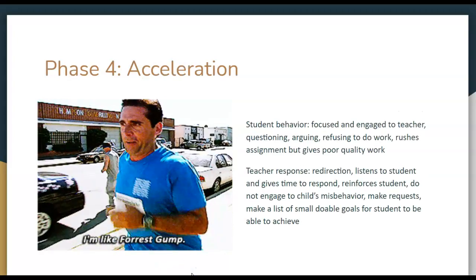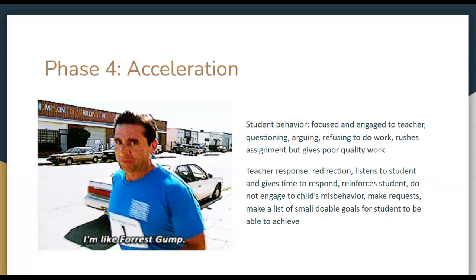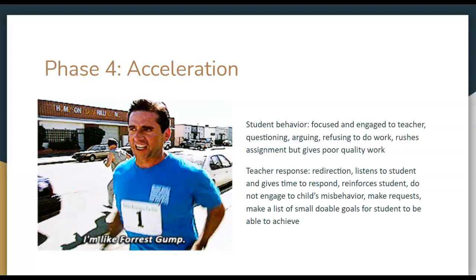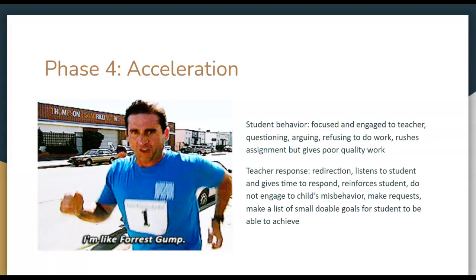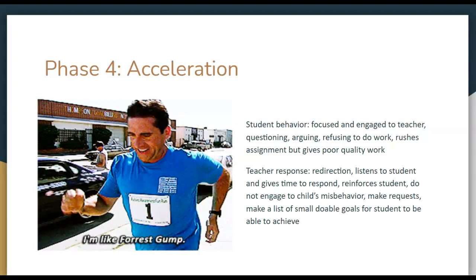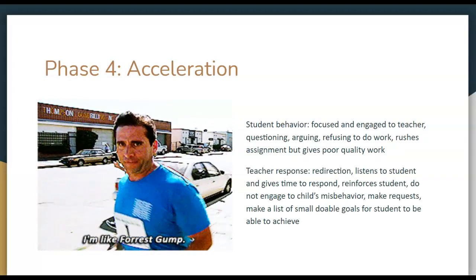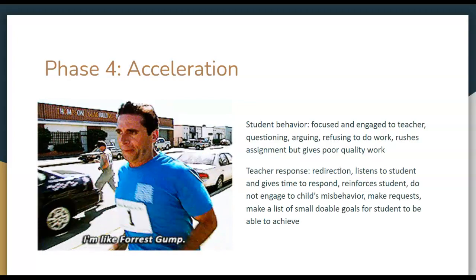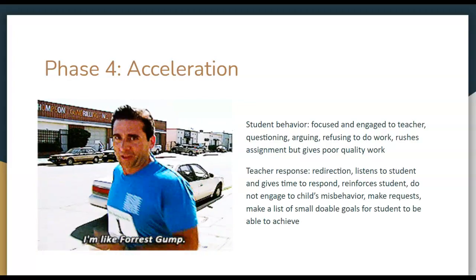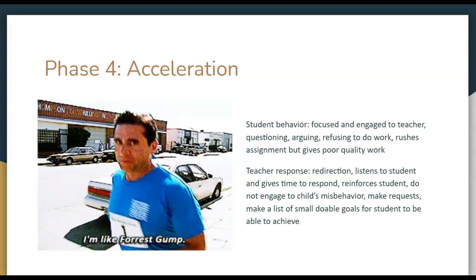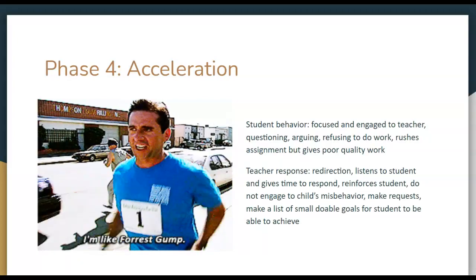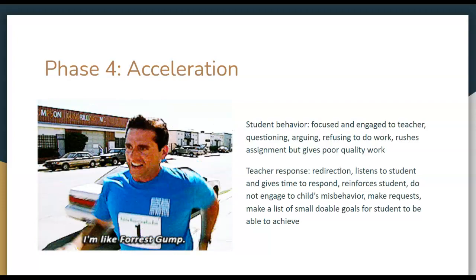Acceleration is phase 4. The student behavior is focused and engaged to teacher. So they start questioning the teacher, arguing, refusing to do work, rushing assignments, but giving poor quality work. And basically saying, you know what, I'm going to do what the teacher wants me to do, but I'm not going to give any effort. It's super fast, poor quality work. That's what happens in the acceleration phase.